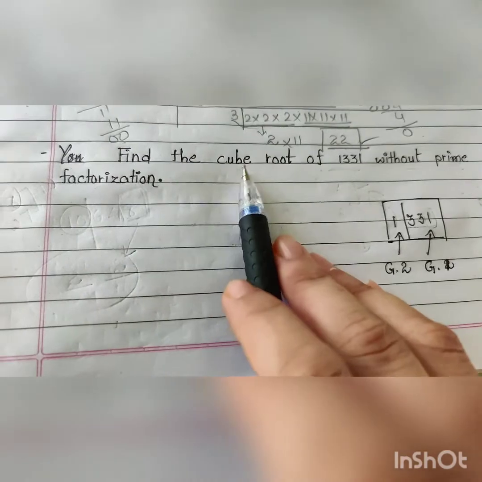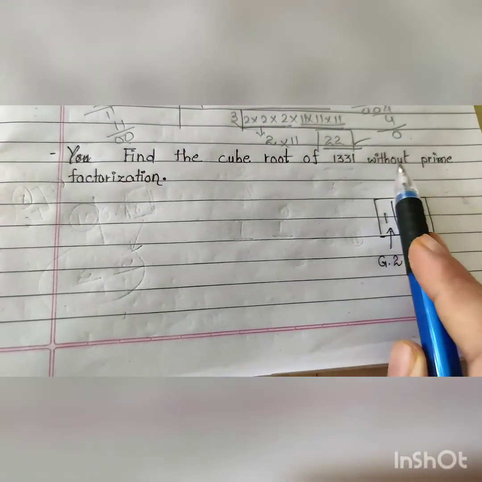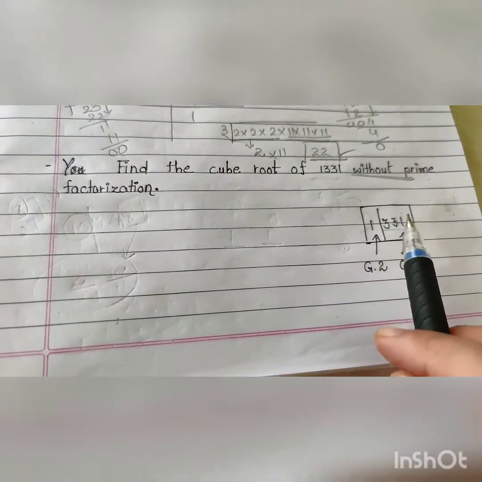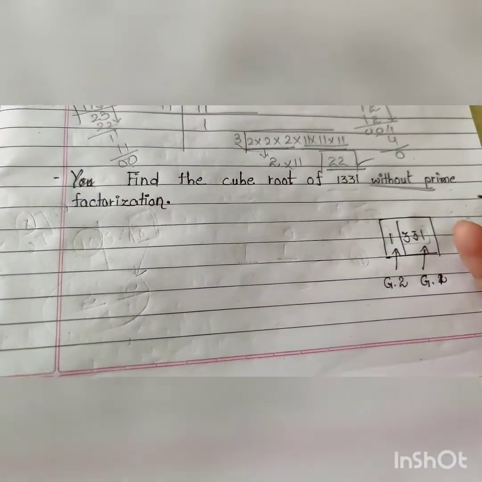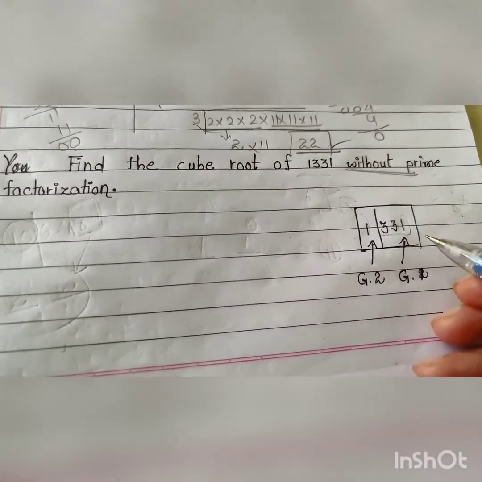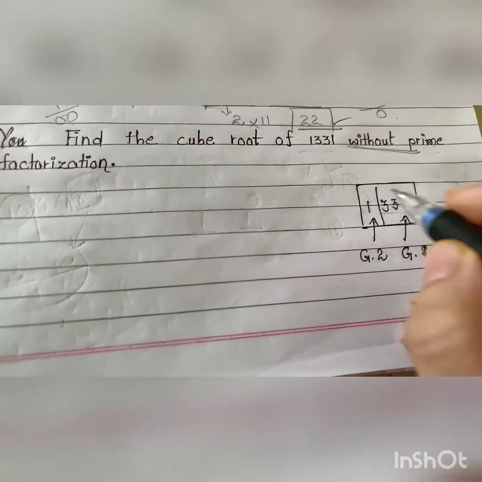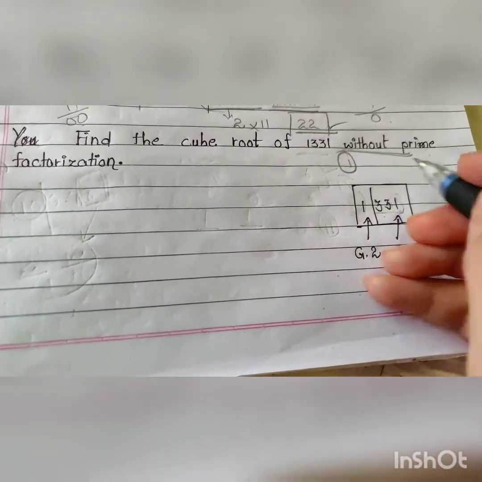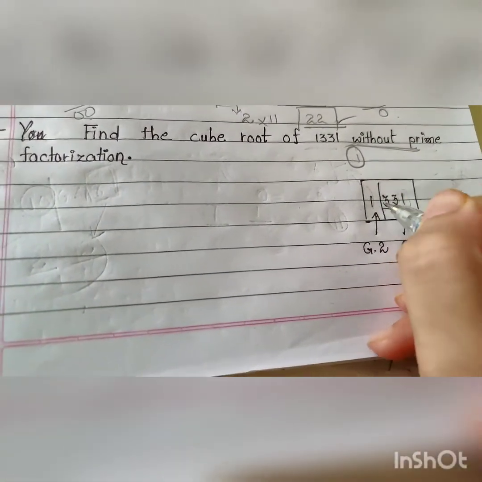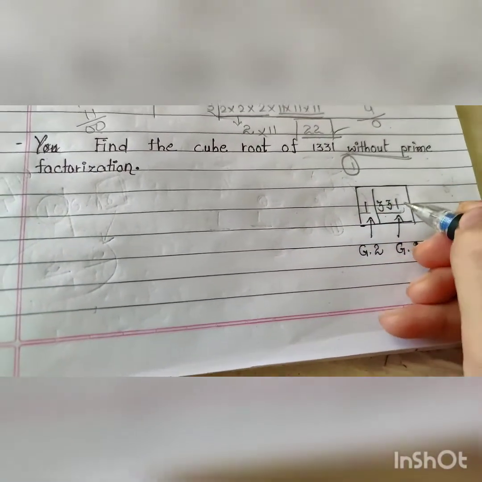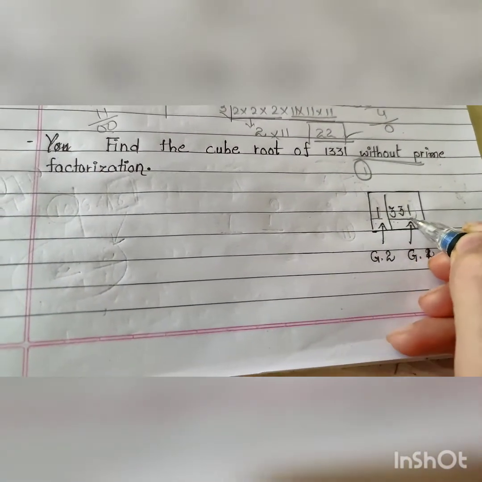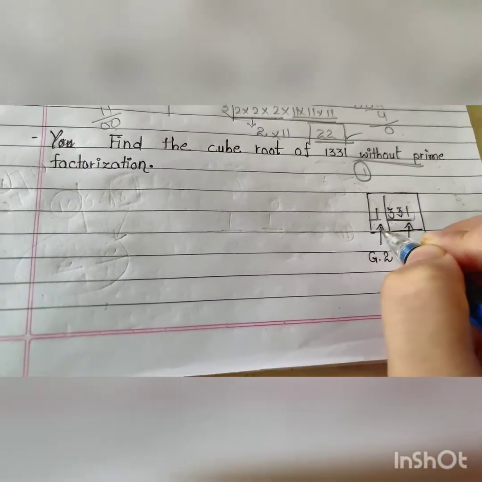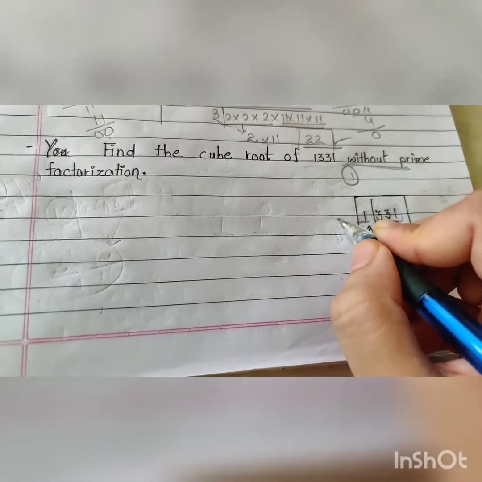Next, find the cube root of 1331 without the prime factorization method. Means you don't have to do prime factorization, you have to do it directly. So how can you do that? You have to make a group. This is your first step. And how will you make the group? From the right, 3 digits and then the remaining 1. Understood? So in 1 3 3 1, this is a group of 3 and this is a group of 1, so this becomes group 1 and this becomes group 2. This is the first step.